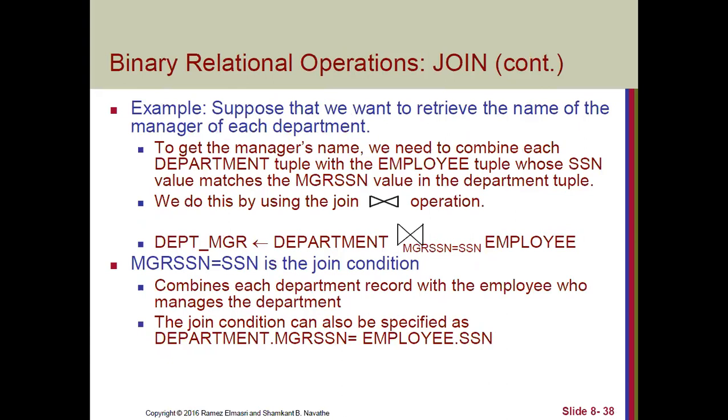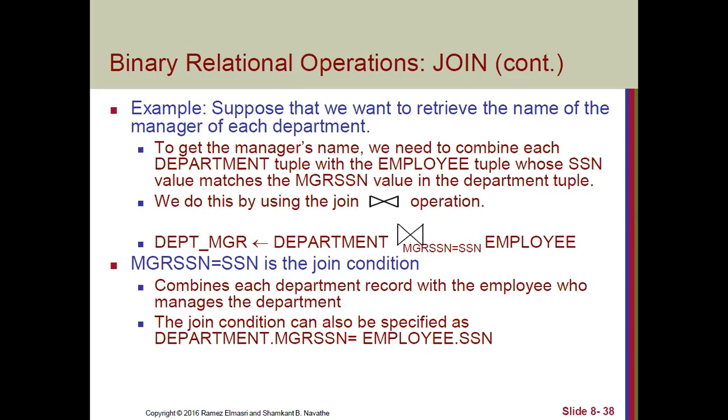Suppose we want to retrieve the name of the manager of each department. To get the manager name, we need to combine both the department tuple and the employee tuple whose SSN value matches the MGR SSN value in the department tuple. We do this with the join operator. In the first step, we apply the department join MGR SSN is equal to SSN. So we equate the two SSN attributes in the department and employee tables. Here we use equal to. Whenever we use equal to in the join condition, we call it equi-join. So here we can get the department manager.